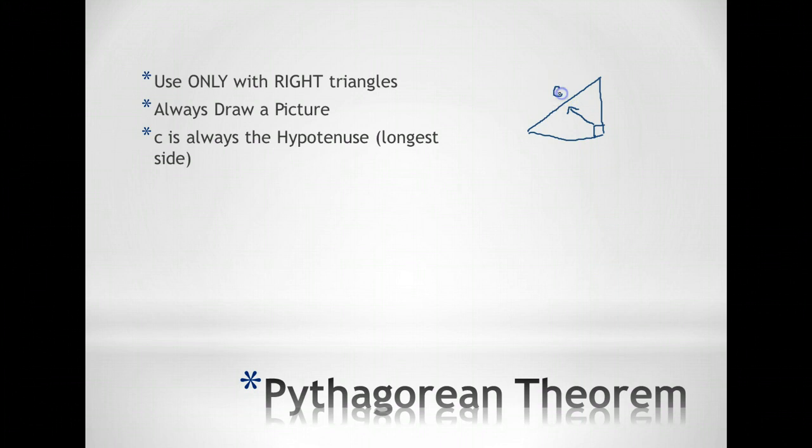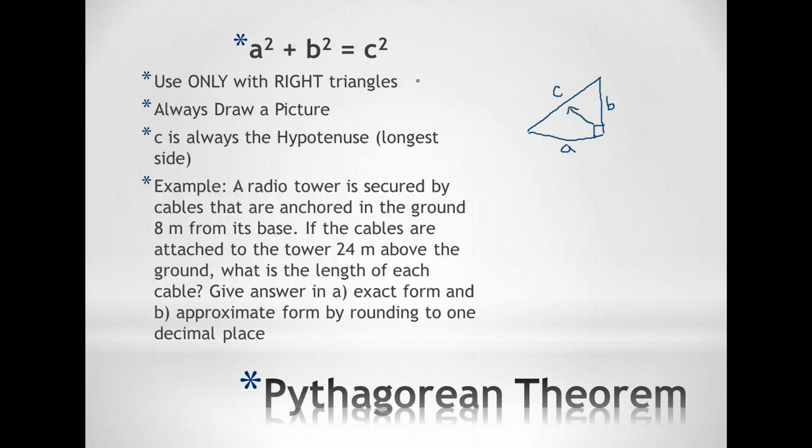It's called the hypotenuse. It always uses the letter C. The other two sides, it doesn't matter which one you let be A and which one you let be B, just so long as they're both there. And we use this formula, a squared plus b squared equals c squared.